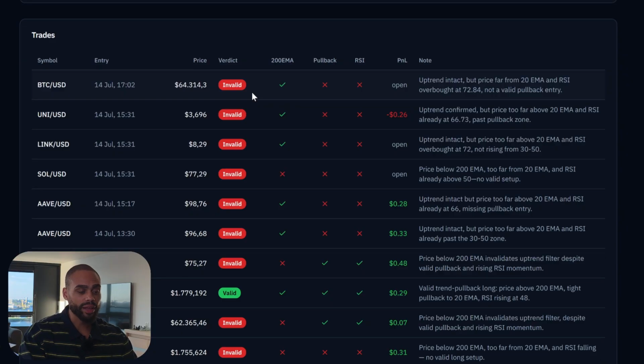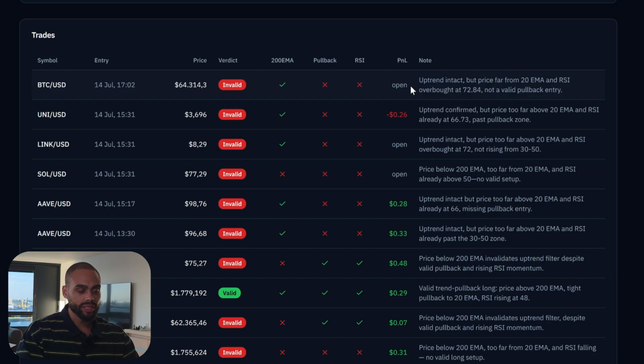The specific setup I use for this video goes as follows. Price action needs to be above the 200 EMA. We need to have seen a valid pullback to the 20 EMA. And finally, the RSI needs to be rising. Now, as you can see, this is not a very complex setup at all, but it's quite nice to demonstrate.